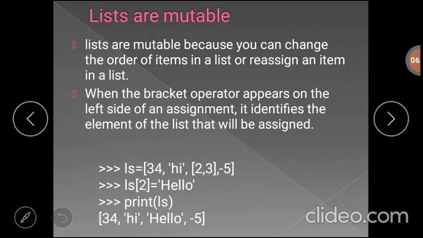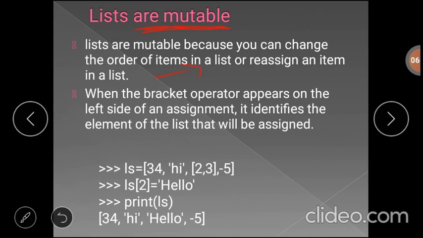Next, lists are mutable. One main property of lists is that they are mutable. Mutable means we can change the order of items, reassign the list values, or modify the list values. That property we call mutable. But strings are not mutable. Once you assign the values for a particular string, later we cannot modify those values. Here we can modify the content of that list.